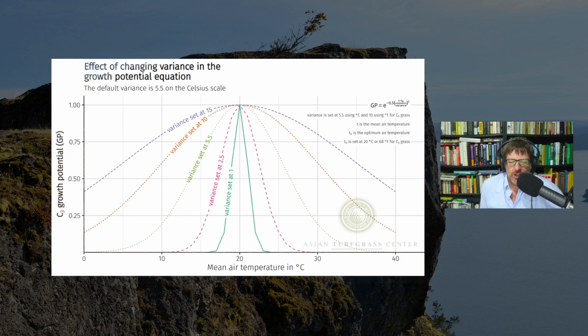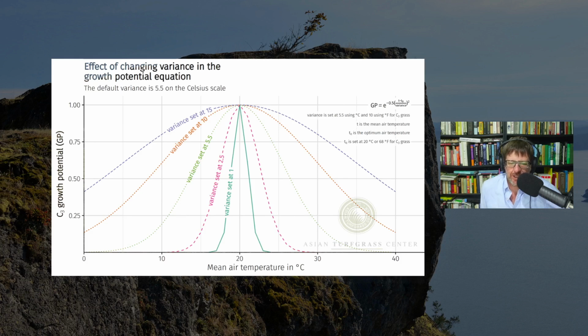And I show that as you increase the variance, so if you make the variance 15, you get something that you could go to a freezing air temperature and you'd still have a growth potential of 50%. Or you could set the variance at 10. This is with Celsius, and it should be at 5.5 for Celsius. But if you leave it set at 10, you go down to a freezing temperature, and you're going to still have a growth potential close to 20%. And the growth potential is supposed to drop more than that.